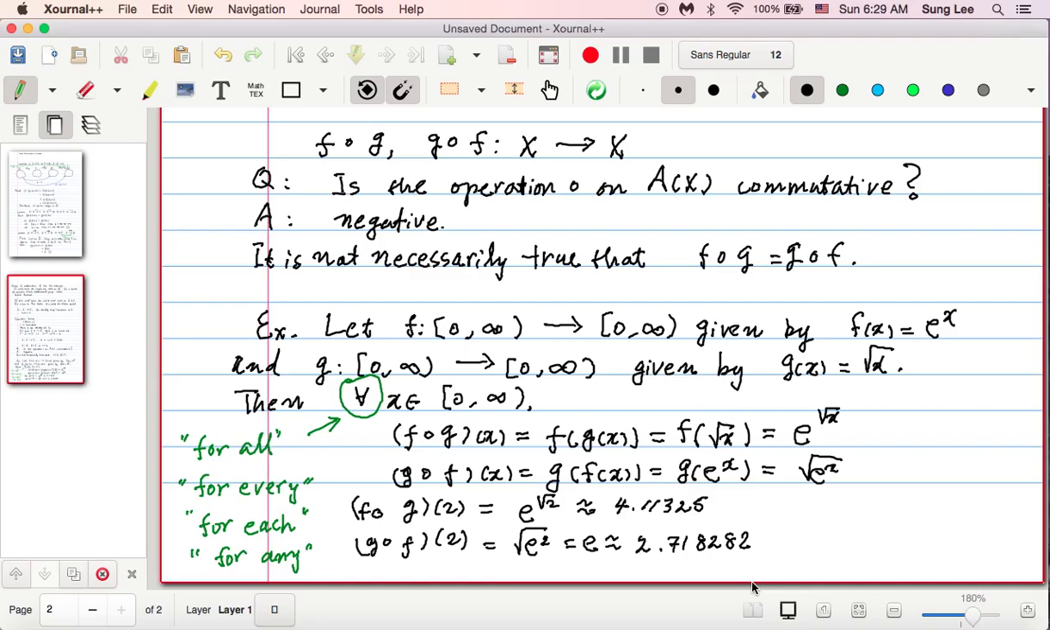That means, in order for these two functions to be the same, their functional values, when they act on any element in the domain, have to be the same, right? But we showed that is not the case. Therefore, in this case, g followed by f is not the same as f followed by g.